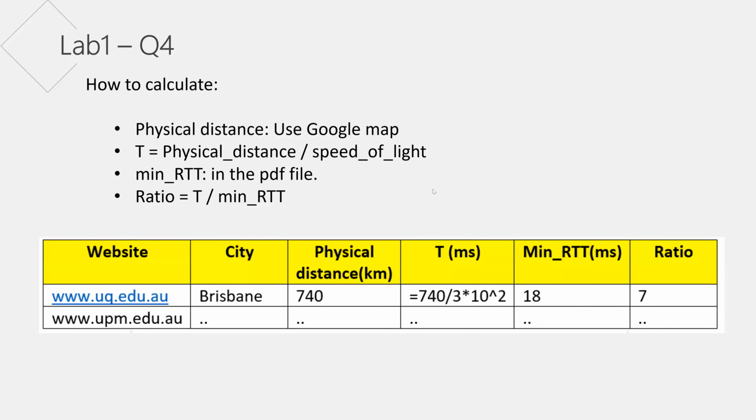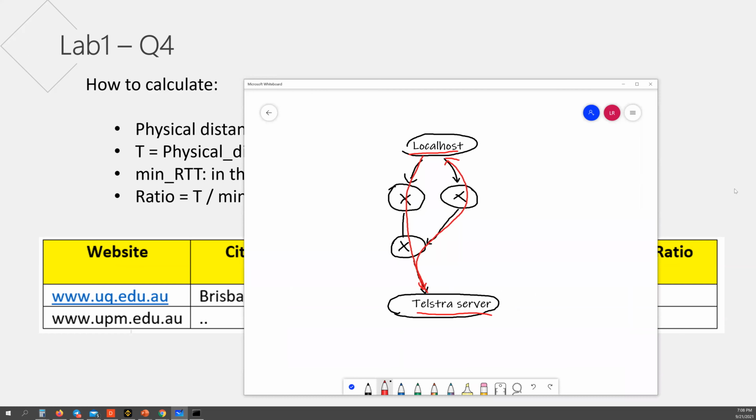Is that okay? Do you have any question for the last question? You observe common routers between the forward and the reverse path. Do you also observe the same IP address? So you are asking about the last question, like the one in question 3.